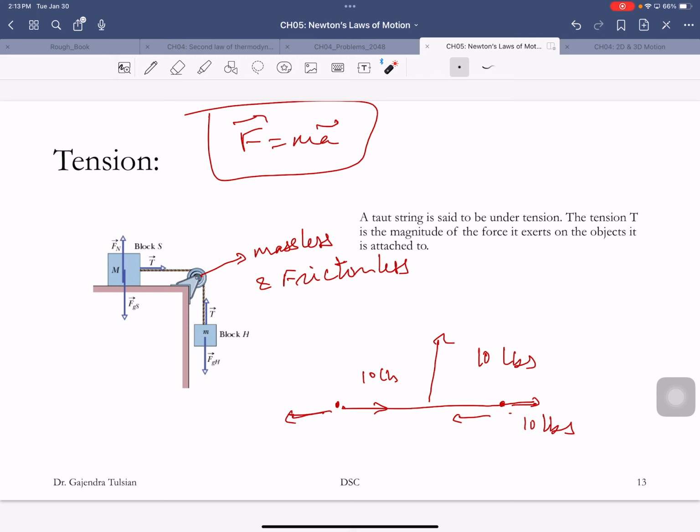Is that like physics 3? No, not in physics. We let the engineers bother with that. Yeah. Well, okay. Anyway.